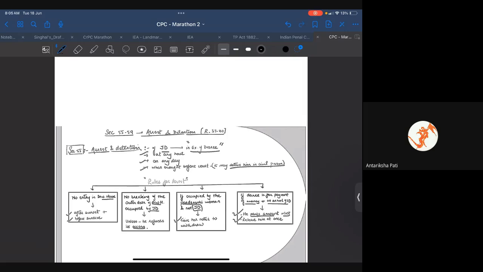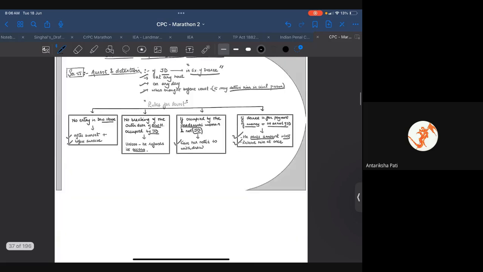Now, rules for arrest: you can't enter the dwelling house after sunset or before sunrise. You can't break the outer door of the dwelling house occupied by the judgment debtor unless he refuses access. If it is occupied by a Pardanashin woman who is not the judgment debtor, then give her notice to withdraw. And if the decree is for payment of money, on arrest of the judgment debtor, if he pays the amount or cost, then release him at once and don't arrest him. That's what it says.